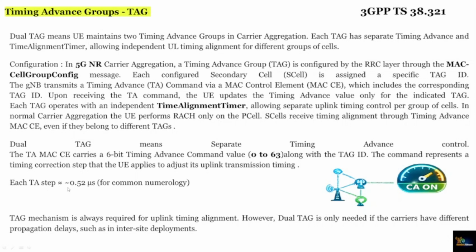Each TA step, suppose TAG ID group 1, gives 0.25 microsecond for common numerology. For common numerology, a TA step is 0.25 microsecond. It will manage the delay. So the TAG mechanism is always required for uplink timing alignment, and dual TAG is only needed if carriers have different propagation delay, such as inter-site deployment.